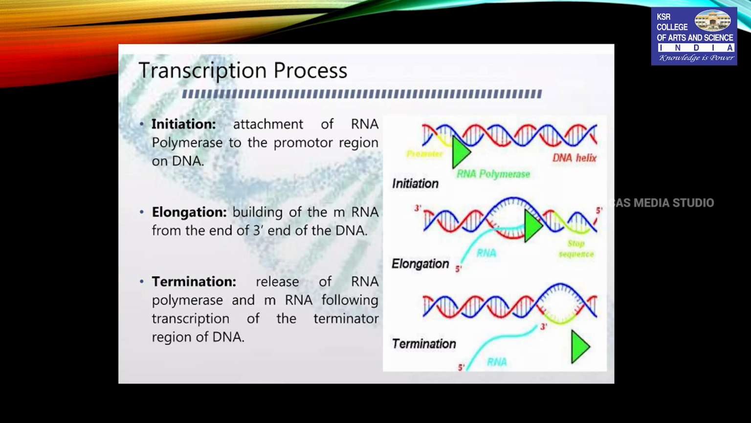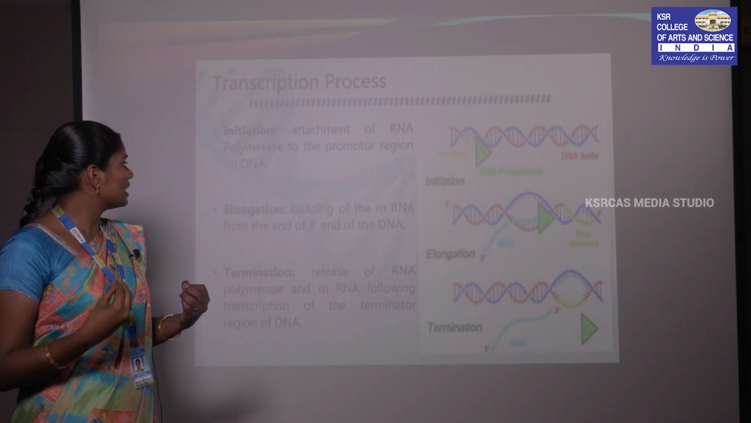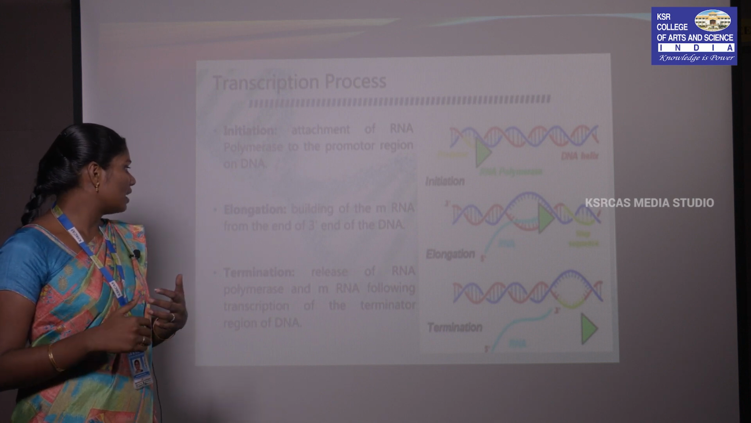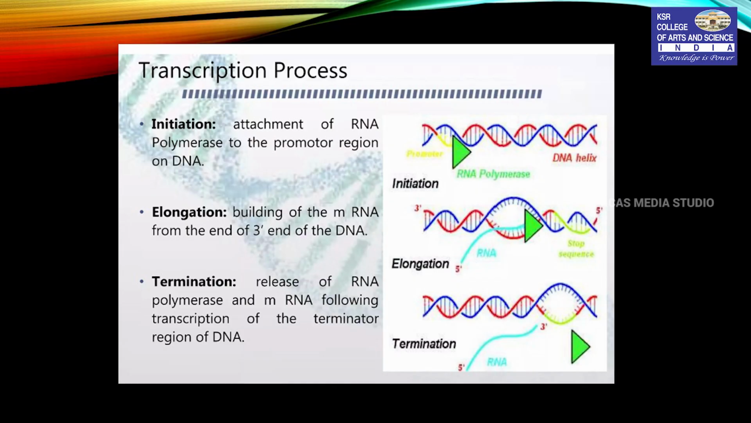Initiation is the attachment of RNA polymerase to the promoter region on DNA. Then the elongation process. Elongation is building the mRNA from the 3' end of the DNA. Then termination. In termination, there is release of RNA polymerase and mRNA following transcription of the terminator region of DNA.